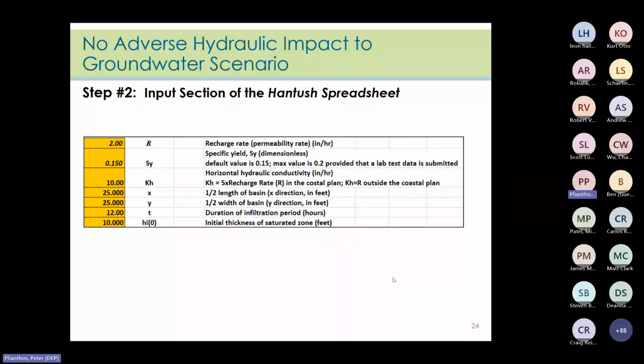Alternatively, you can grab screenshots from the input section of the hand-touch spreadsheet, shown here with the parameter values from the previous slide entered in the gold shaded cells. This version of the spreadsheet is one that allows time to be input in hours rather than days, and recharge in inches per hour.